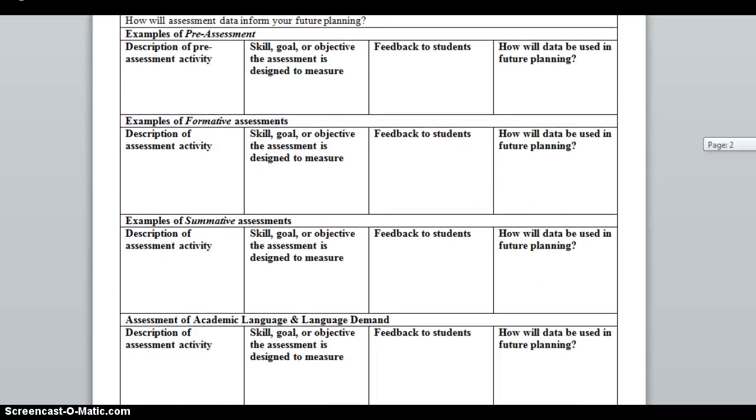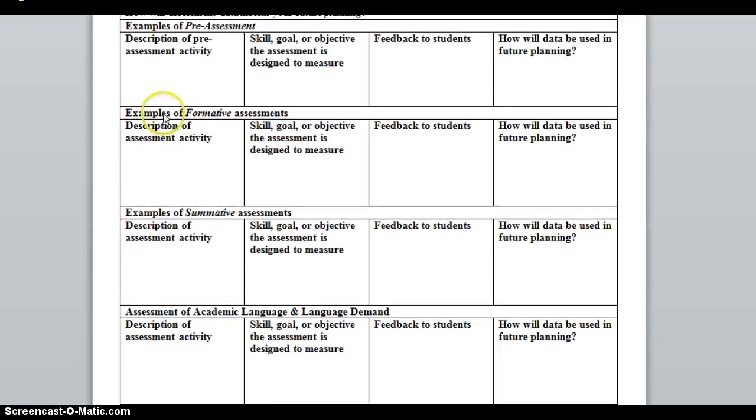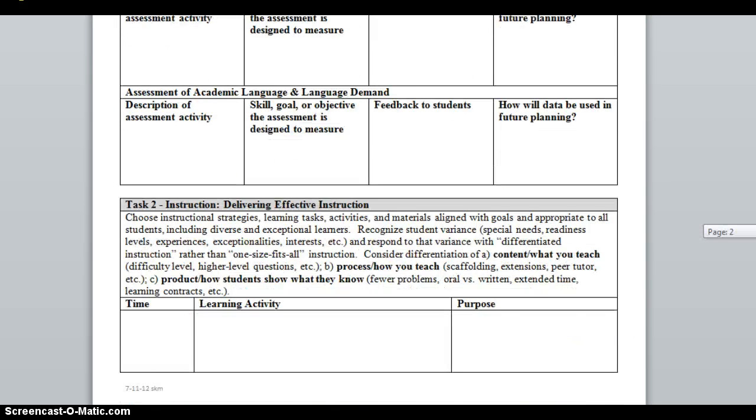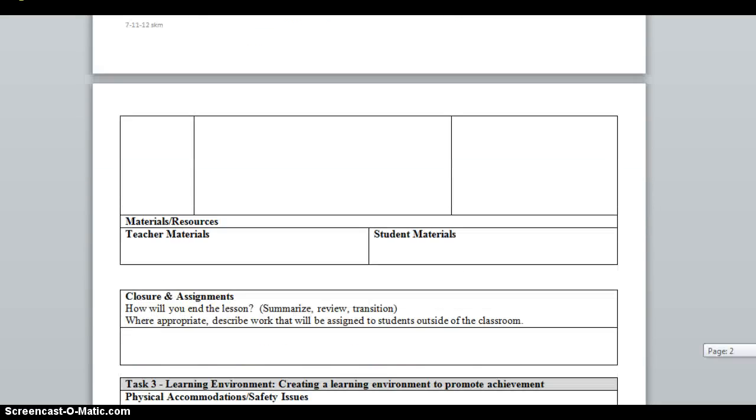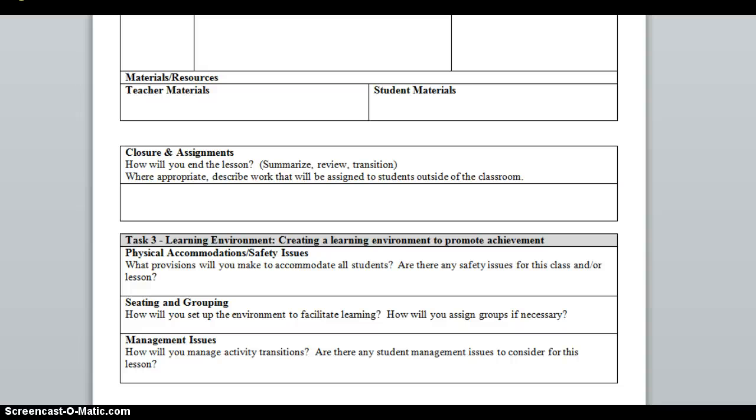Okay, here are examples of assessment. This is the great place where you would differentiate for your pre-assessment, formative assessment, and summative assessments for this lesson. Here's where you will talk about what time each part and procedure will take and why, the purpose behind that step. Your materials, here's teacher materials, here's student materials. This is a great place again to discuss, okay, how are my materials going to be adapted? Don't just list out the materials, but also put side notes on ones that would need to be adapted.